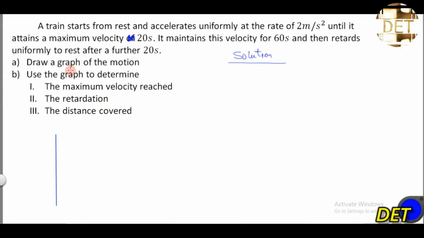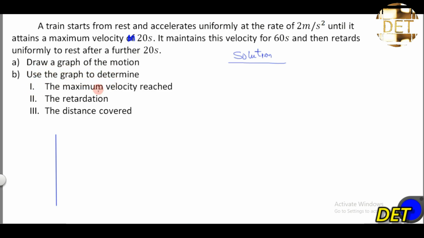Okay, so still on our lecture series on motion graphs, here we're going to look at this question. A train starts from rest and accelerates uniformly at a rate of 2 meters per second square until it attains a maximum velocity in 20 seconds. It maintains this velocity for 60 seconds and then retards uniformly to rest after a further 20 seconds. A. Draw a graph of the motion.